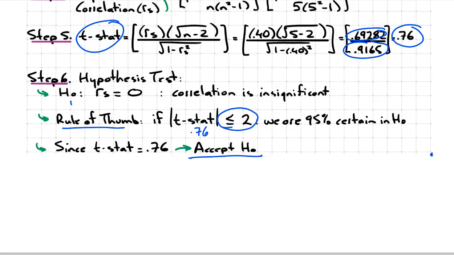And what does that mean? It means that based on our sample, we cannot reject this possibility, meaning that it's possible that there is no correlation between these two hedge funds.